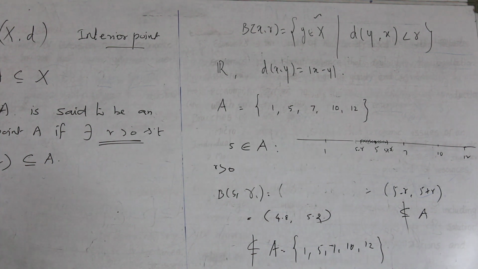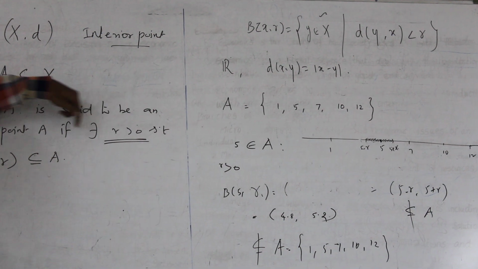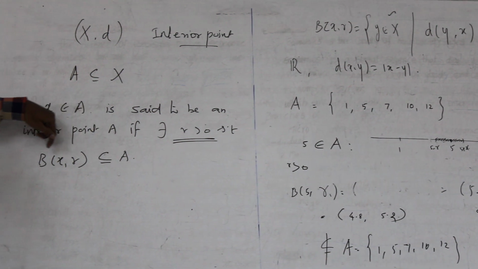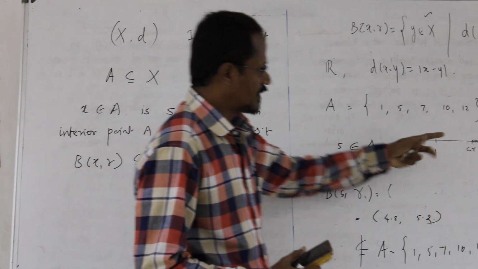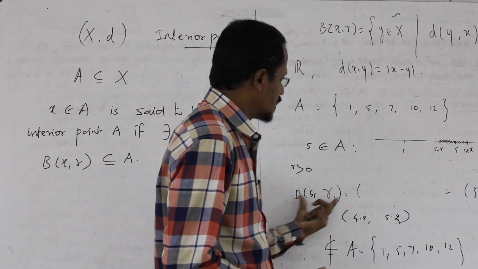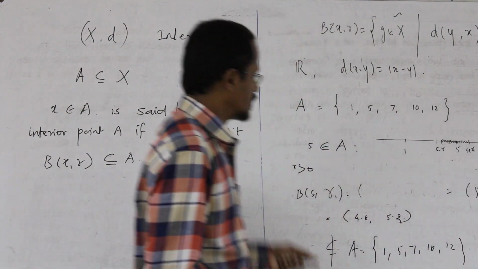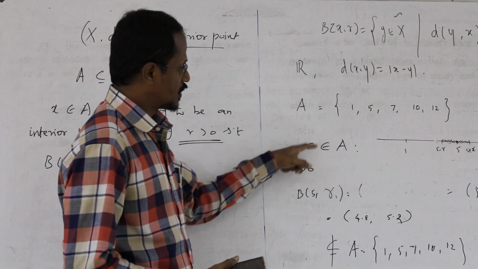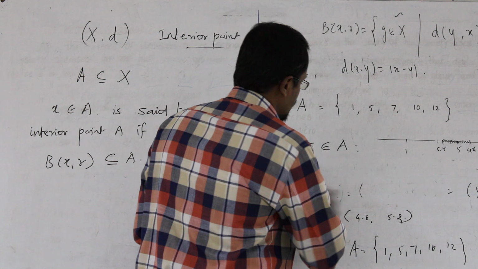What we expect is that for the point 5 in A, at least one positive number should obey this property, that is, the ball with center 5 and radius r is a subset of A. But here, given any positive r, the corresponding open ball 5 minus r to 5 plus r is not a subset of A. Therefore, 5, even though it is a point of A, is not an interior point of A.